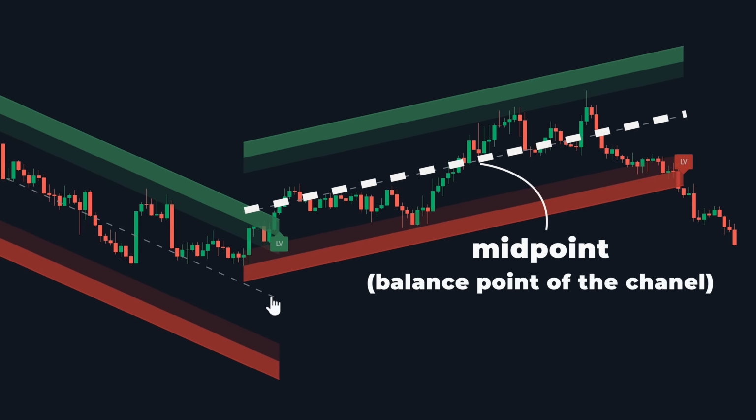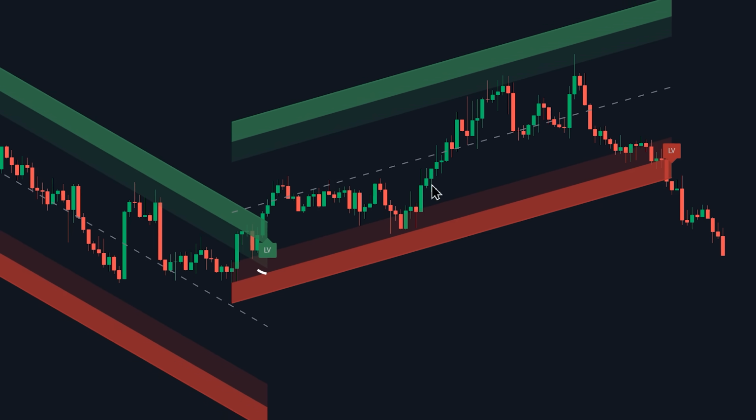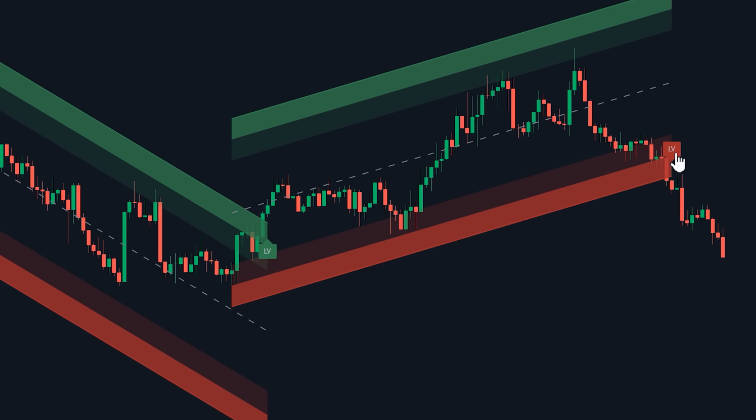And super importantly, this indicator highlights breaks of these channels, especially when there's notable liquidity or volume involved. You'll see these little tags like LV, MV, or HV, which stand for low, medium, and high volume breaks, giving you a clue about the strength behind a breakout.